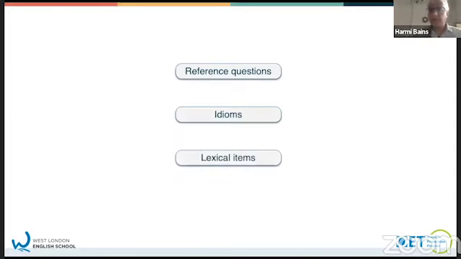This is what we're going to be looking at in today's lesson. We're going to be looking at reference questions. We're going to be looking at some idioms, and we're going to look at some lexical items. Okay, so that's really what we're doing today.